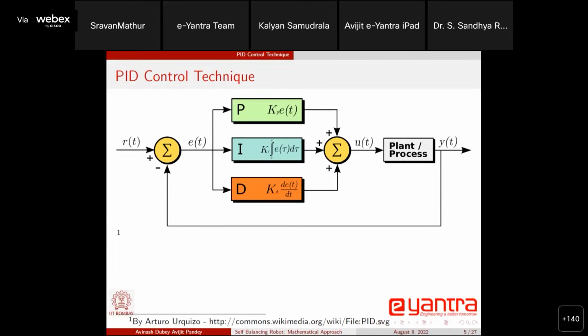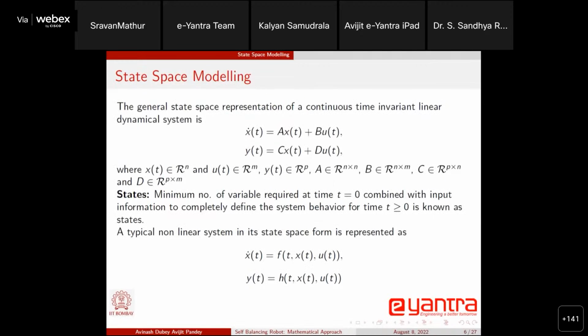So to come up with a solution for that, we will need to know about the plant behavior, and we need to use the mathematical modeling of the plant, so that we have the model of the system. For that, we will first introduce what state space modeling is. State space modeling is basically when you have some desired variables in your system which you want to know. Those variables are called the states of the system.